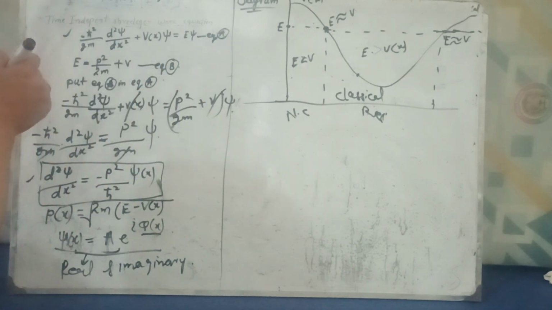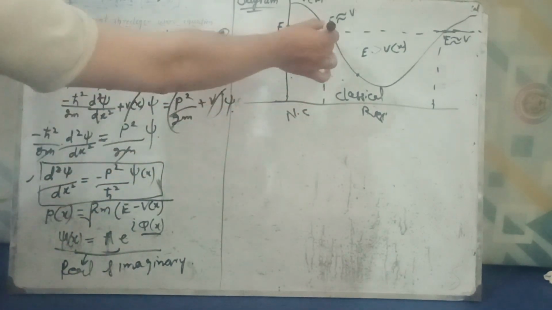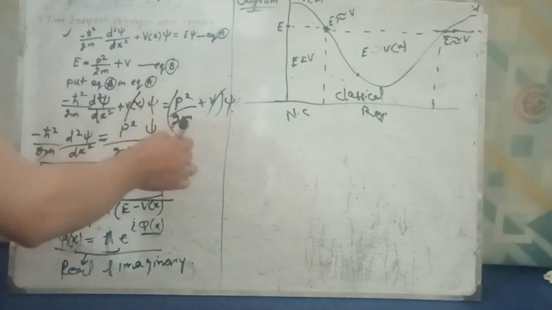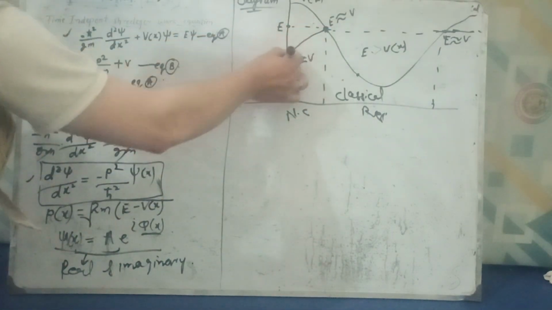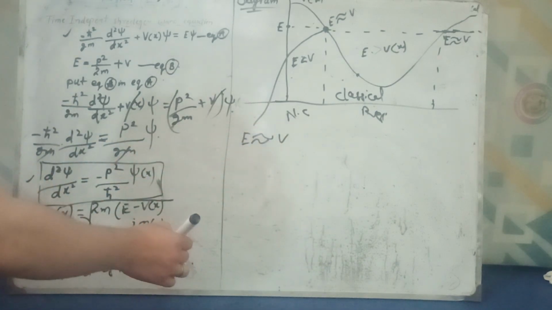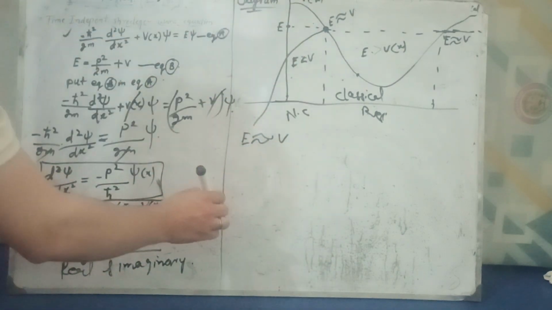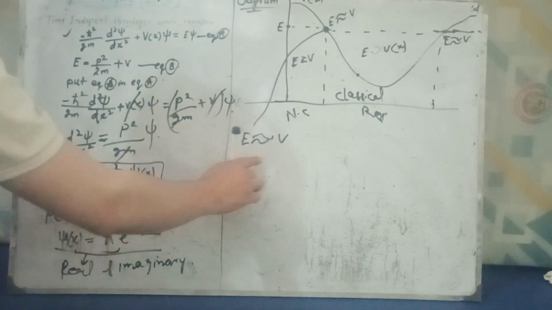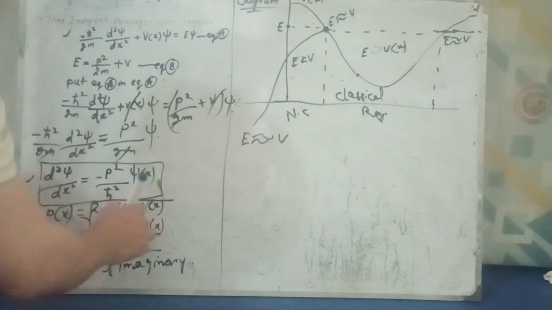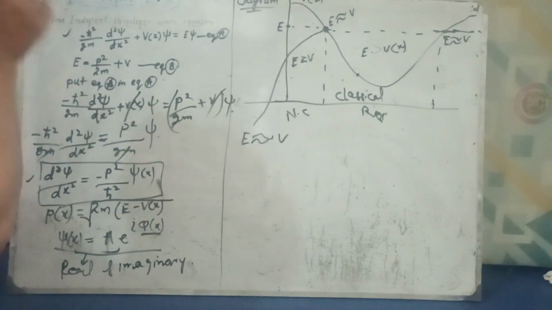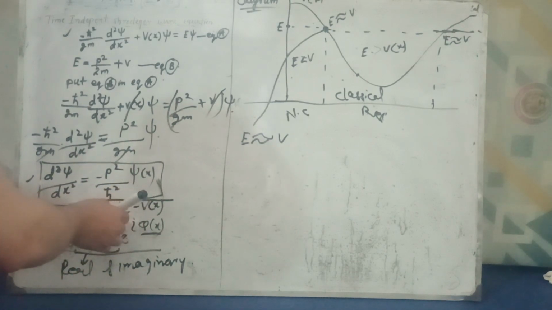So in the figure, we are simply calculating the classical region. Here, at this point, the energy is approximately equal to V. What does this point show? If we put the value of the potential instead of the energy, then V minus V will be 0 multiplied by the square root of 2m, so this will become 0.